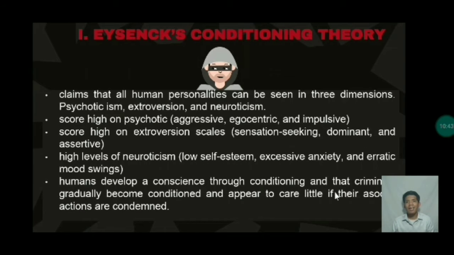Eysenck's conditioning theory claims that all human personalities can be seen in three dimensions: psychoticism, extroversion, and neuroticism. Those who score high in psychoticism are aggressive, egocentric, and impulsive. Those who score high in extroversion are sensation seeking, dominant, and assertive. High levels of neuroticism mean low self-esteem, excessive anxiety, and erratic mood swings. Humans develop conscience through conditioning, and the criminal gradually becomes conditioned and appears to care little if their antisocial actions are condemned.